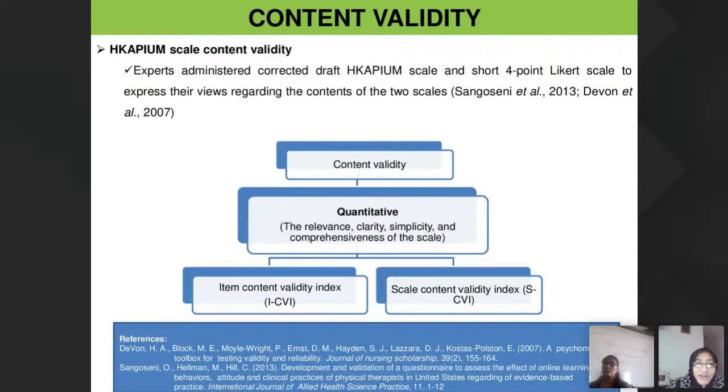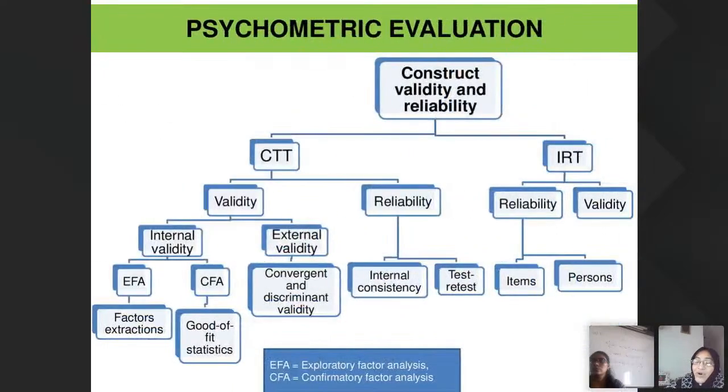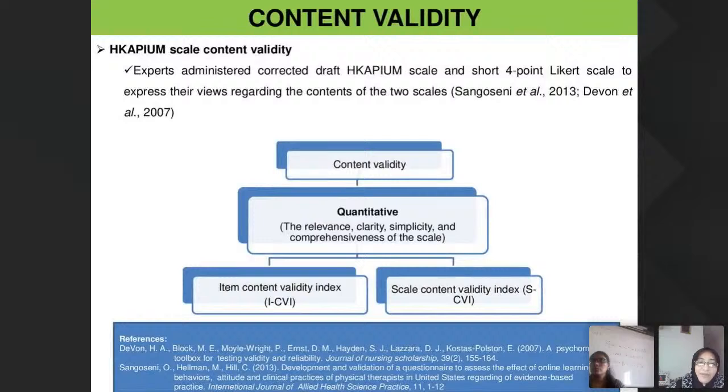For the content validity, the experts administered the corrected draft scale. We are using the 4-point Likert scale, as mentioned before. That's why the selection of the scoring for the item is very important. Usually for the public, we will give a 5-point Likert scale, because the middle is usually put as a comment, either no comment or neutral. But for healthcare workers, we would like them to state their opinion directly, for the attitude and practice. For the knowledge, we're using the score which is 0 and 1.